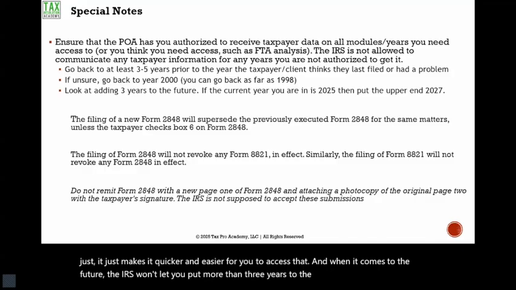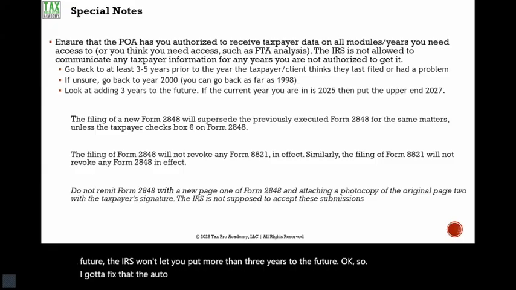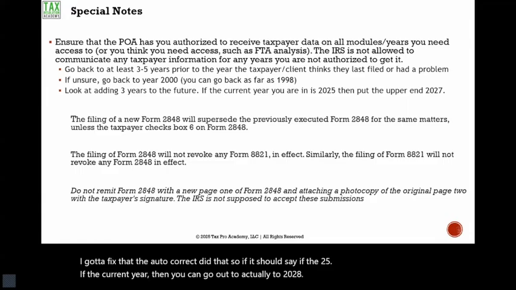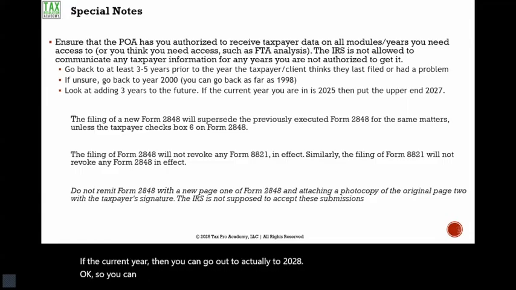Okay, so I've got to fix that. The autocorrect did that. If it's the current year, 2025, then you can go out to 2028. So you can put that there. Now, if you put more than that, they're not going to input into the system more than 3 years in the future.